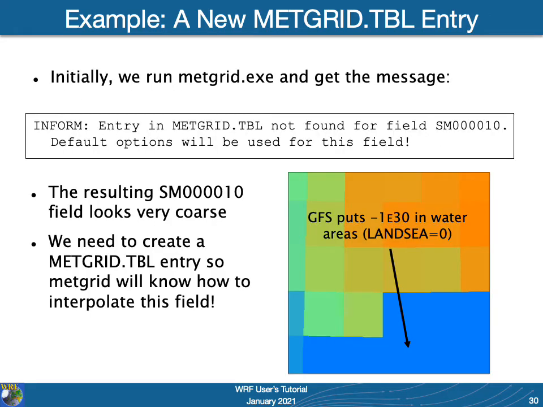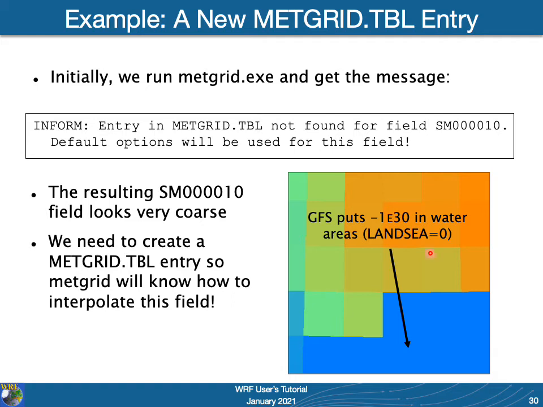So if our intermediate file had a soil moisture field, but our metgrid table did not contain an entry telling the metgrid program how to interpolate that field, when we run the metgrid program, we would get this message printed to the log file and also to the terminal screen. It would say, entry in metgrid table not found for field SM000010. Default options will be used for this field. And you may recall that the default interpolation option is a nearest neighbor interpolation.